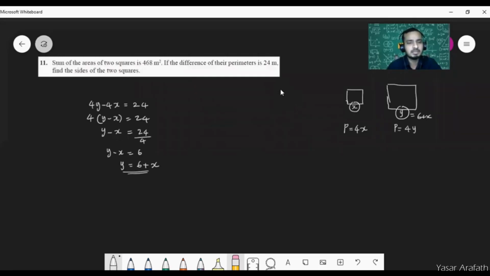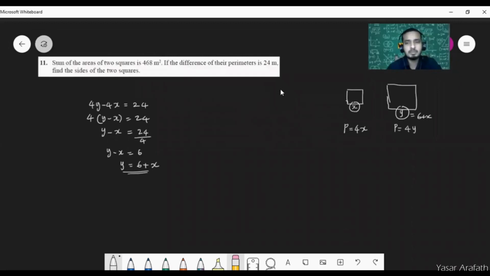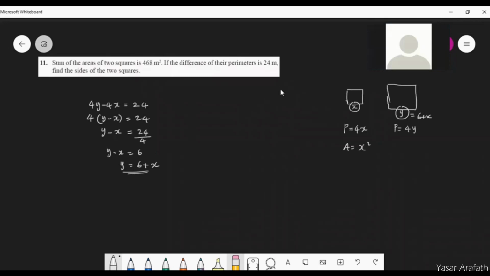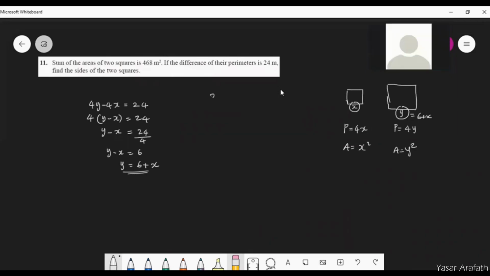This we can substitute in the second equation, which is the sum of the areas. What will be the area of the smaller one? x square. Area of the larger one? y square. So the sum of the areas is given as 468. That means x square plus y square is equal to 468.